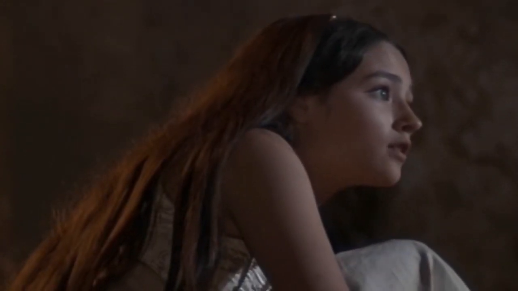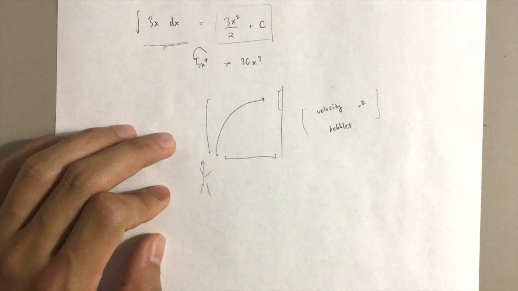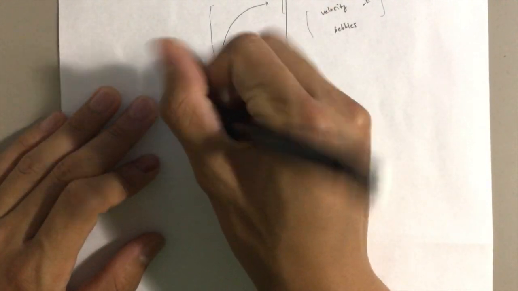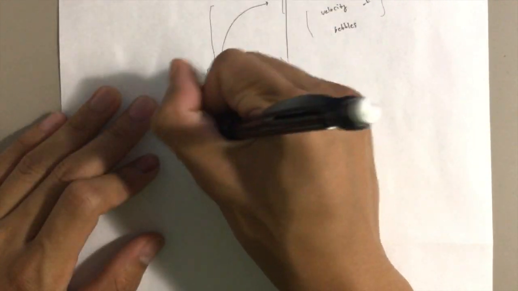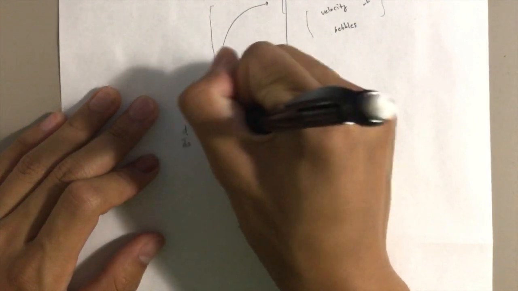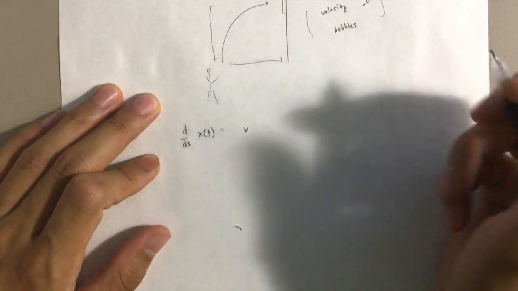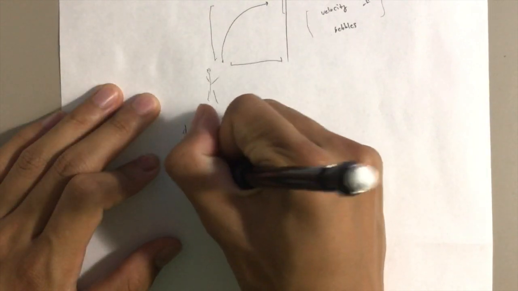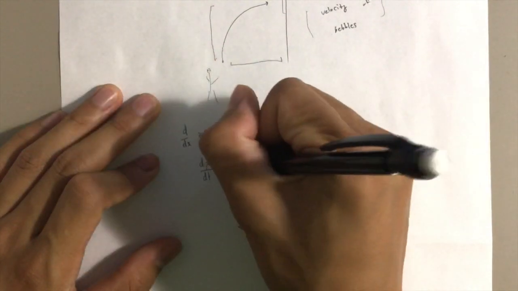Wherefore art thou, Romeo? But anyway, there are some things that we do need to know before we solve this problem. It's the derivative of the position is velocity, and by definition, the derivative of this is the velocity. And you can represent that with this notation, the Leibniz notation.